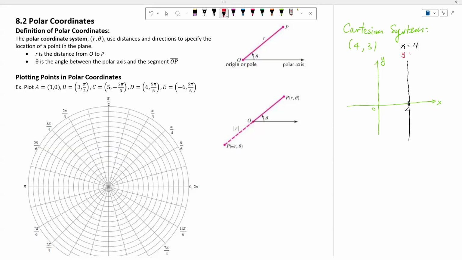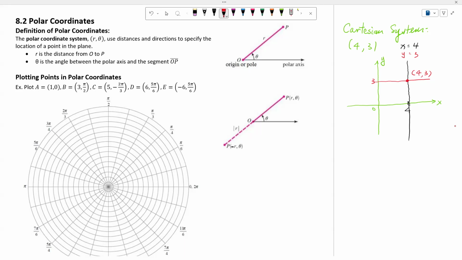And then y equal to 3. So y equal to 3 is a horizontal line that we have here. Then the intersection between x equal to 4 and y equal to 3 is the location, the point that we have. We name it an ordered pair, (4, 3).